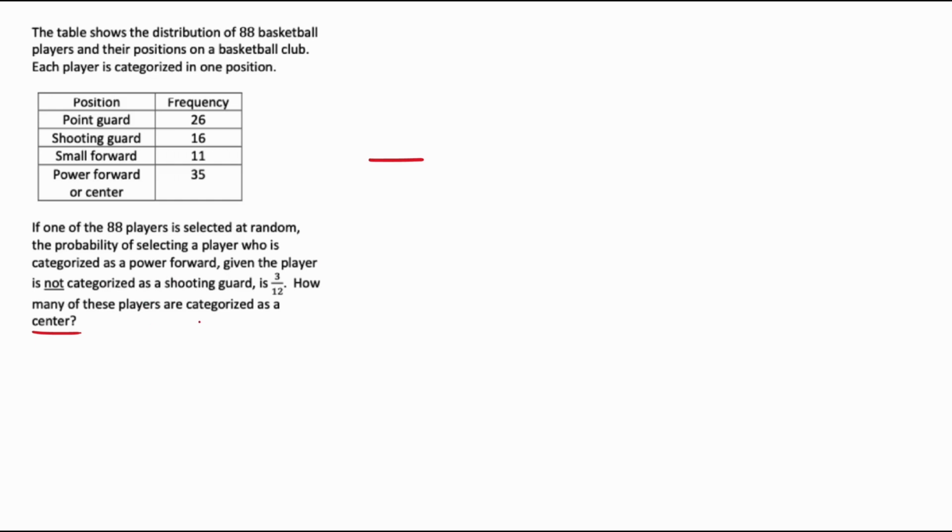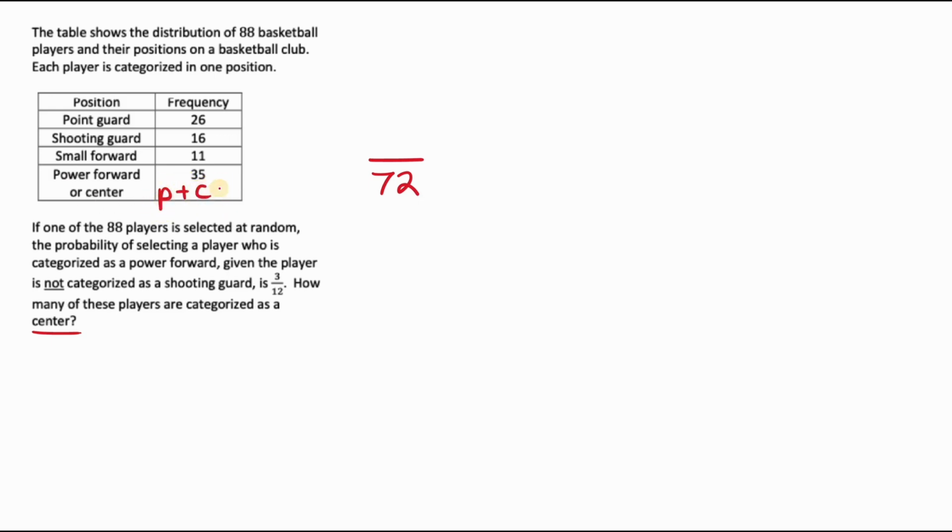So that basically just means that we're choosing from all of the players who aren't shooting guards, or in other words, 88 minus 16, because there's 88 total players and 16 of them are shooting guards. So that means that for this probability, our selection size is actually 72, and so that's the bottom of our probability. For the top, let's just call the number of power forwards P and the number of centers C.